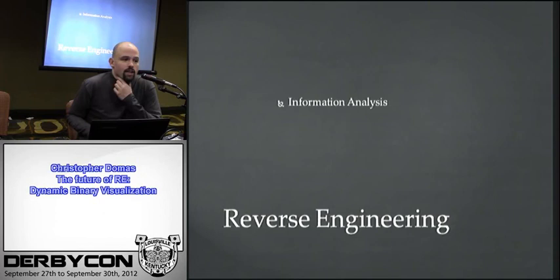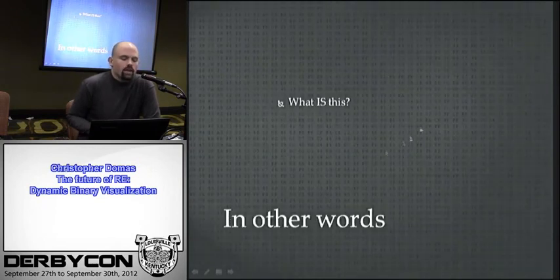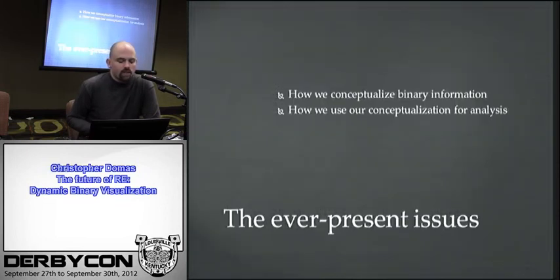So diving right into things, what I want to talk to you about is reverse engineering, and specifically our view of reverse engineering as a type of information analysis. In other words, we get a big binary blob or a big binary data stream, and we need to decide what is this and what does this do. So when we view reverse engineering through this lens, I think there are two ever-present issues that we need to be able to address. The first is how we conceptualize binary information. The second is how we use our conceptualization for analysis. And I think there are big flaws with the way we approach both of these issues. And that's sort of what I want to tackle today.